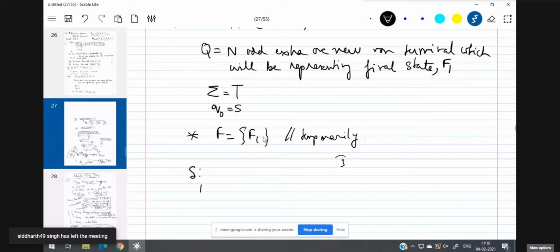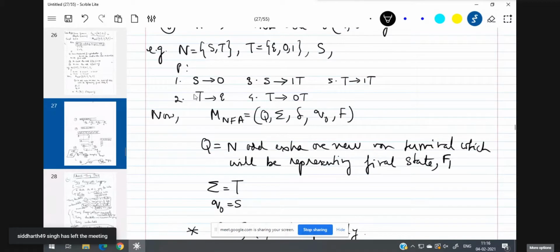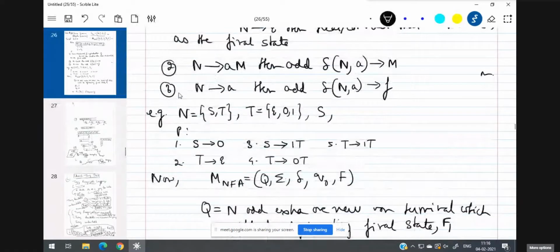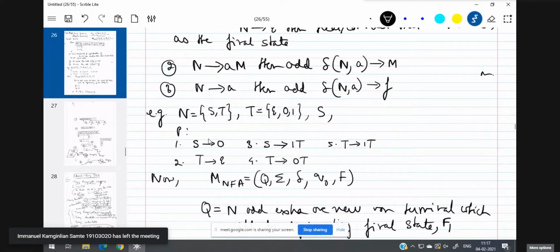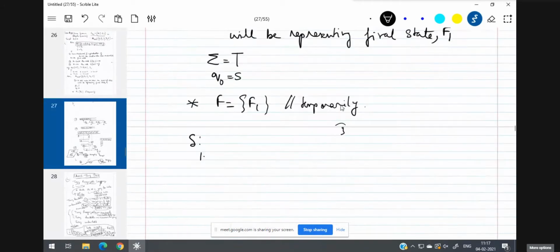Let me construct the transition function. The transition functions will be converted accordingly, from the productions I have just listed here, 1 to 5. Now, production 1, S is replaceable by 0 F1. This is rule number 3. As per rule number 3, if the production is of this format, then you have to add this transition. So let me add number 1: delta of S comma 0 will be F1. This is using rule number 3.